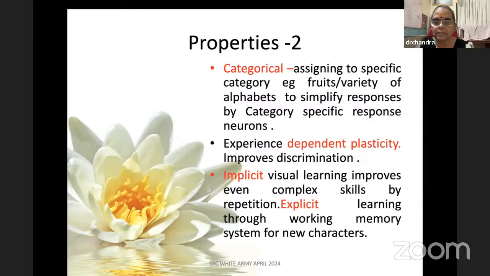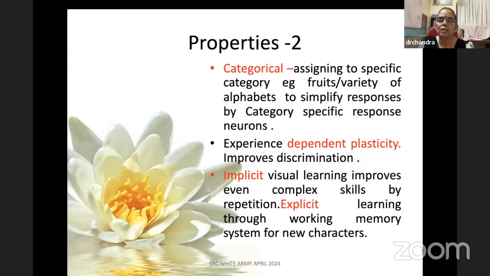Next is implicit. Visual learning improves even complex skills by repetition. So anything, you can repeat, and you can convert it into a very simple task and reflexively do it, even though it is really complex. By repeated learning, object recognition becomes very easy. And explicit is learning through the working memory circuit system for new characters.